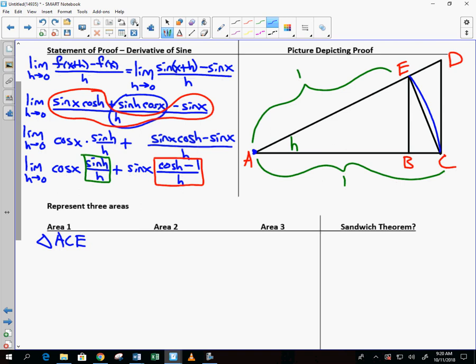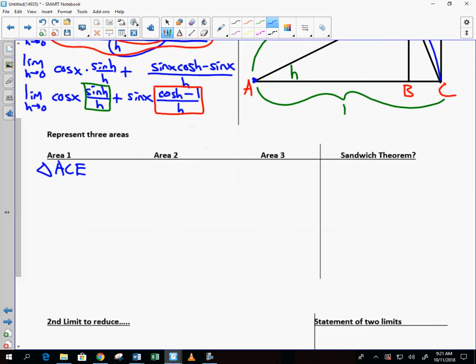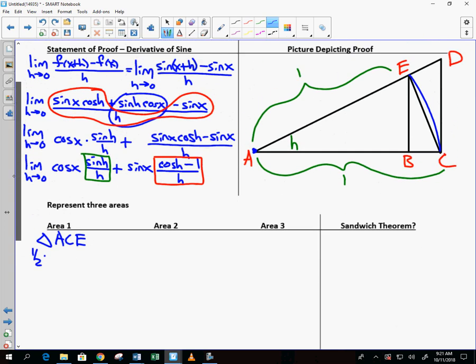Does everybody see triangle ACE? Is everybody good there? Okay, so I want to talk about the area of triangle ACE. The area of a triangle is 1/2 times the base times the height, correct? So I have 1/2 times the base. What's the base of ACE?